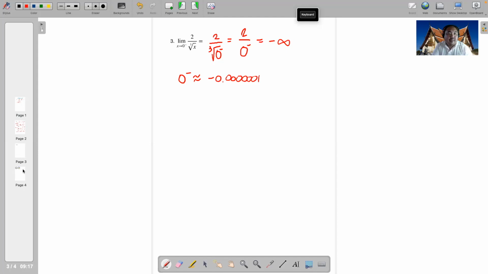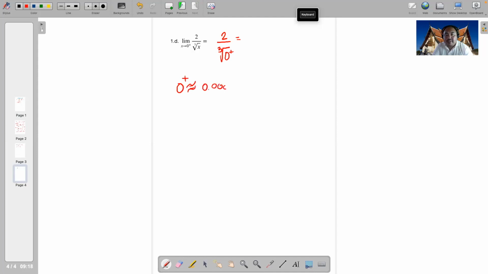Now, how about this one? Sir, it's almost the same, but this time 0 plus. Okay, so by direct substitution, we get 2 divided by the cube root of 0 plus. So, di ko ma-imagine ulit. Let's give a face to this. 0 plus is not equal to zero. Let's estimate that to be 0.0000000001. All right, very small, but nonetheless positive.